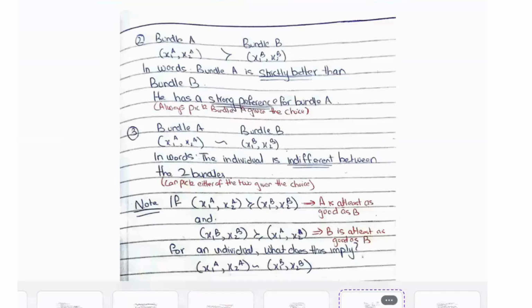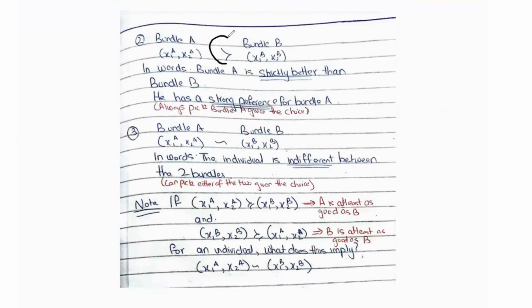The second notation is this one. In words, it means that bundle A is strictly better than bundle B. So this means strictly better than. Again, this is not a greater than sign. It's a little curved, like this. So this is the notation.